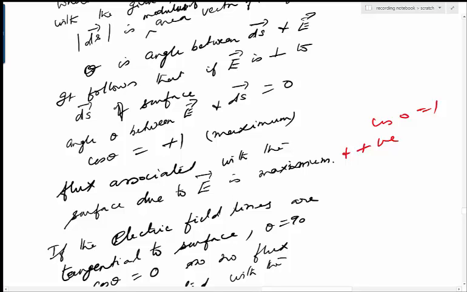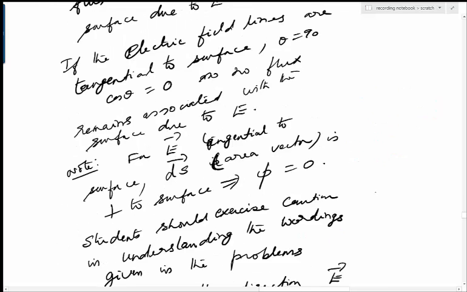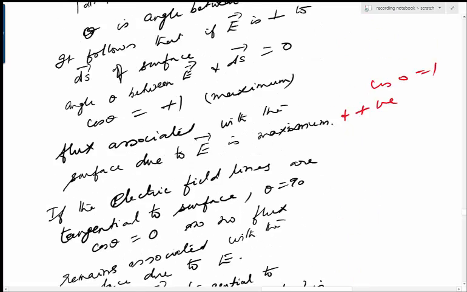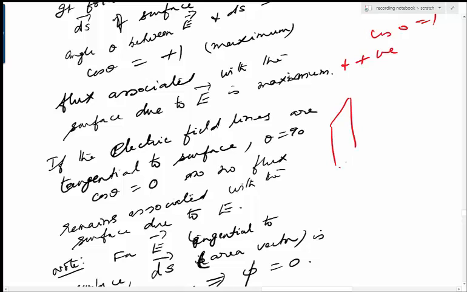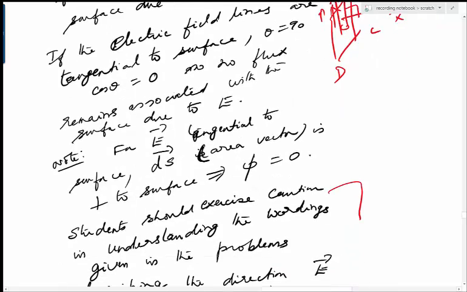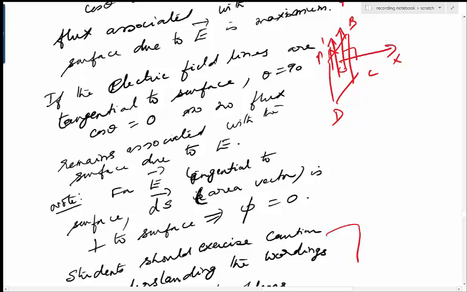If the electric field lines are tangential to the surface, that means, supposing this is the surface A'BCD and the electric field lines are in this direction, tangential to the surface, the outward drawn normal OX is perpendicular. So cos 90 is 0. Therefore, the electric flux associated with the surface will be 0 if the electric field lines are parallel to or tangential to the surface. This is one thing students may get confused about when they are applying this to a sheet of paper or a line of charge and so on in problems.